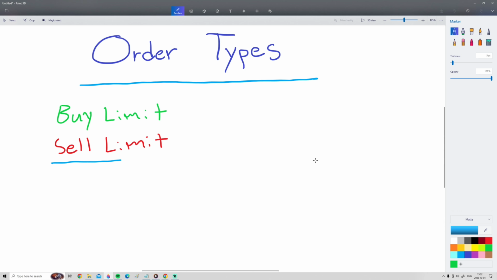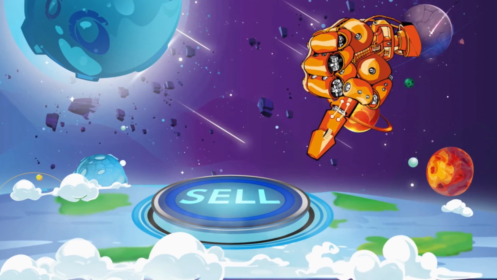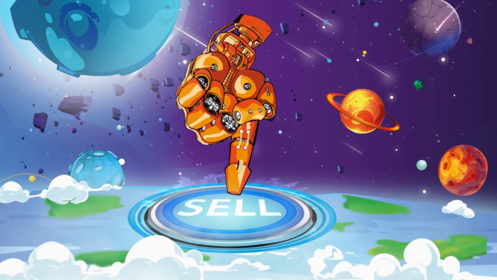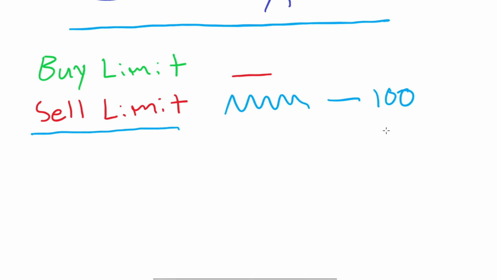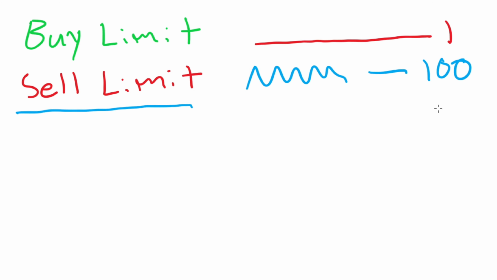The sell limit order is the exact same thing, but the opposite. Let's imagine we have a price here trading around $100, and what the sell limit order basically does is that it allows us to sell for a certain price. So if we place a sell limit here at 110, this basically means that when or if the price goes up here and reaches 110, we will sell the asset.